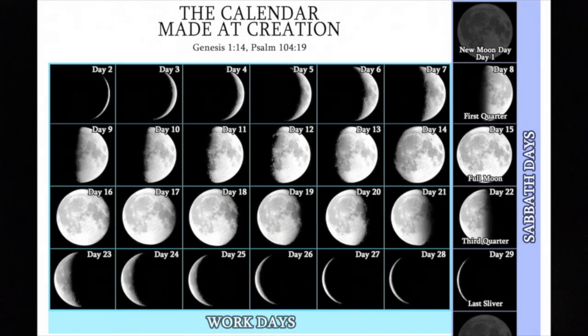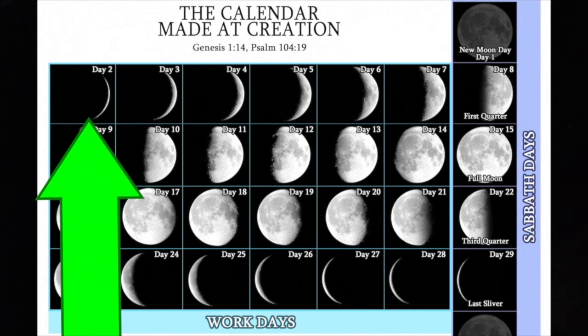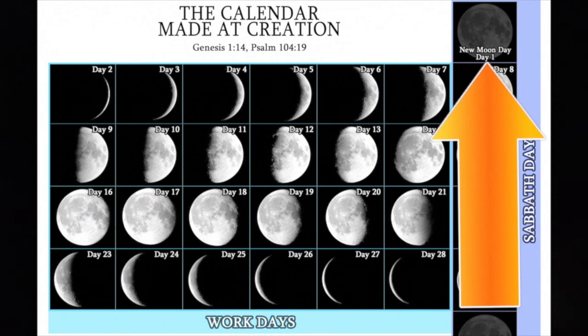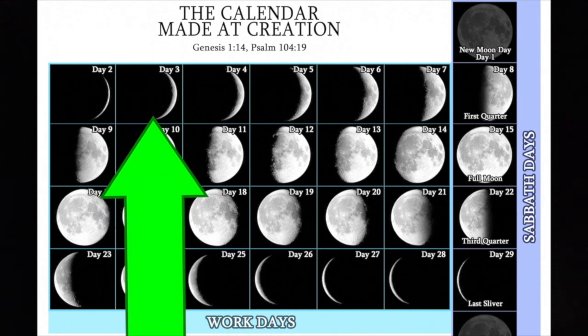So if we go back to the things that we've already looked at in the lunar calendar, you keep your Sabbath in the beginning of the month. You have your new moon day right here, and then the next day is the first work day of the week. You have a new moon day at the beginning of the month. The next day is the first work day of the week. The second day is the second work day of the week.